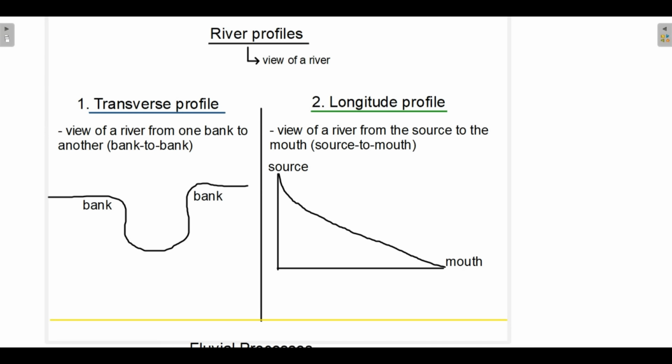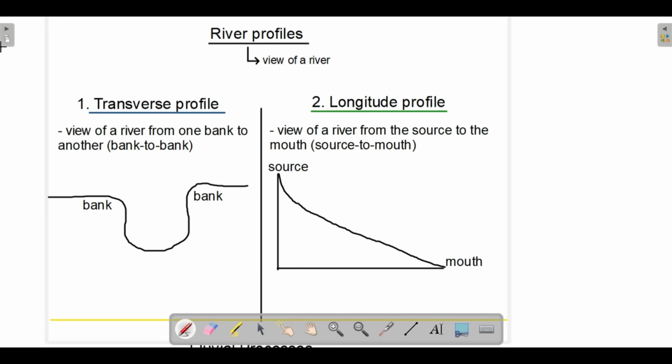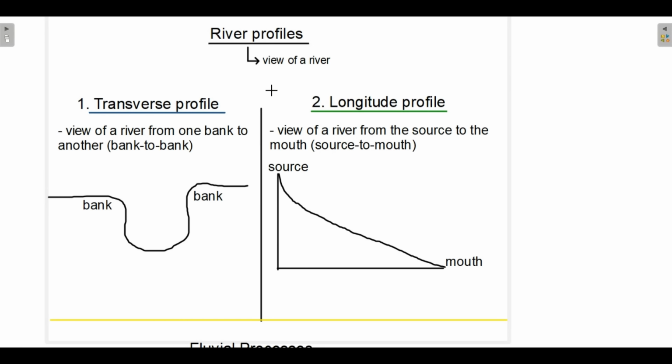Right, so river profiles are simply the view of a river. Okay, so when you're talking about a river profile, you are referring to a particular view of a river. Now, there are two different views of a river. We have the transverse profile and the longitudinal profile. Now, you have to be able to differentiate between these two. You have to be able to define these two, right? So they are quite simple, really.